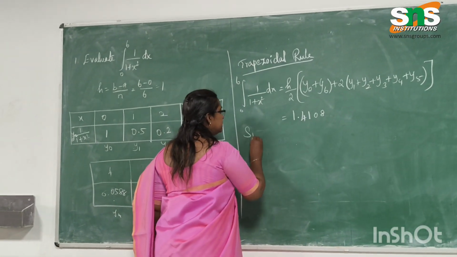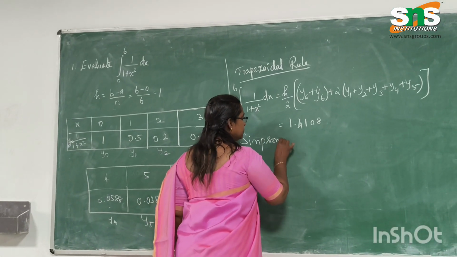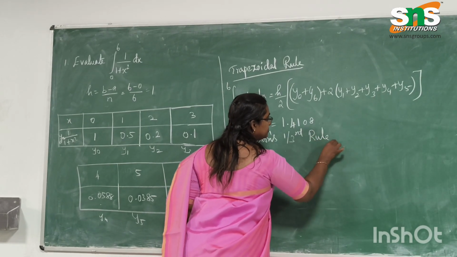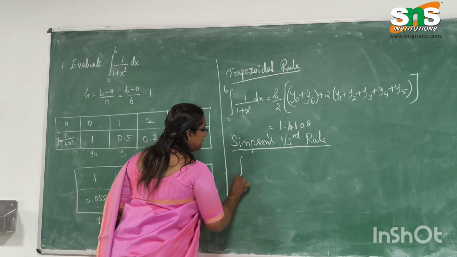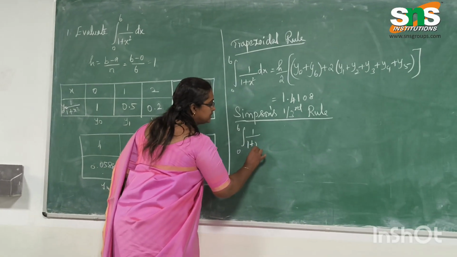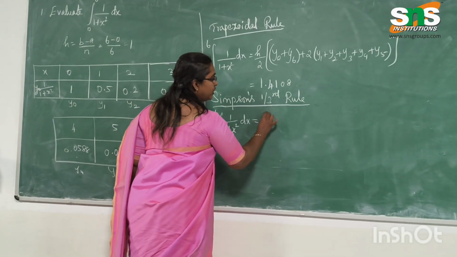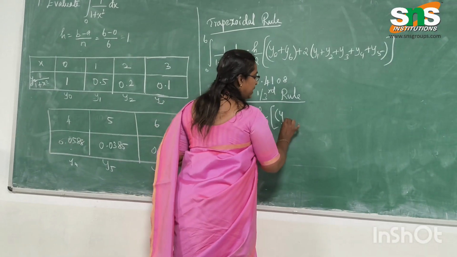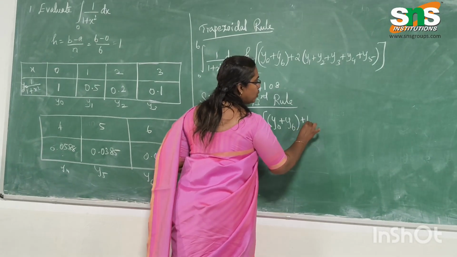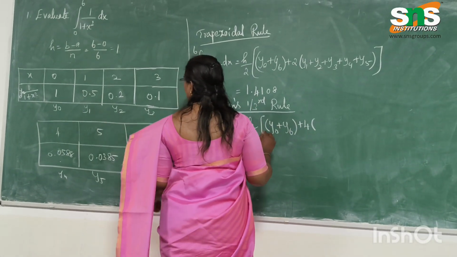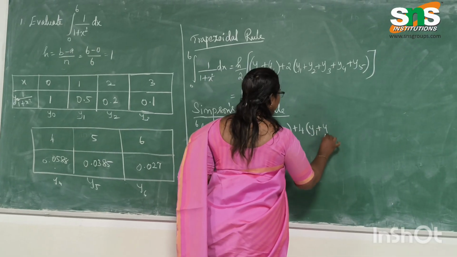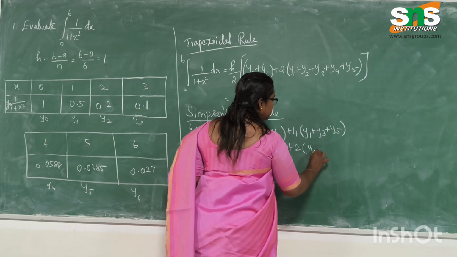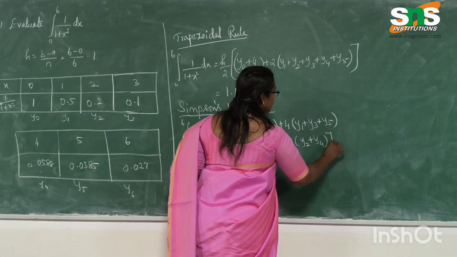Next, Simpson's 1/3 rule. The integral from 0 to 6 of 1 divided by 1 plus x squared dx equals h divided by 3 times the first value plus the last value, plus 4 into the odd ordinates y1 plus y3 plus y5, plus 2 into y2 plus y4, and close the bracket.